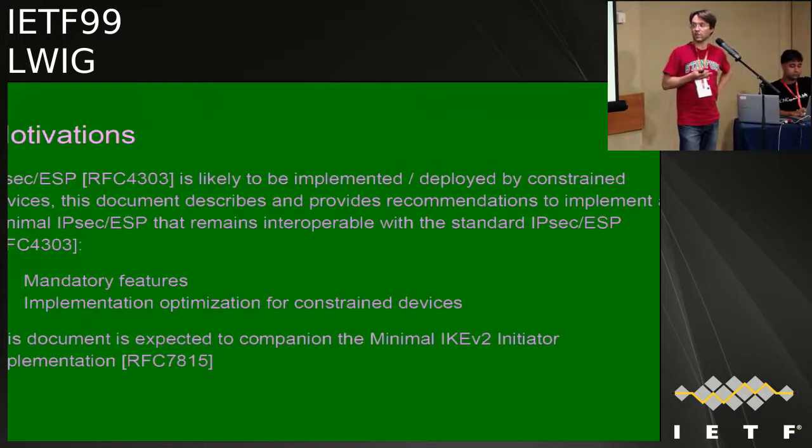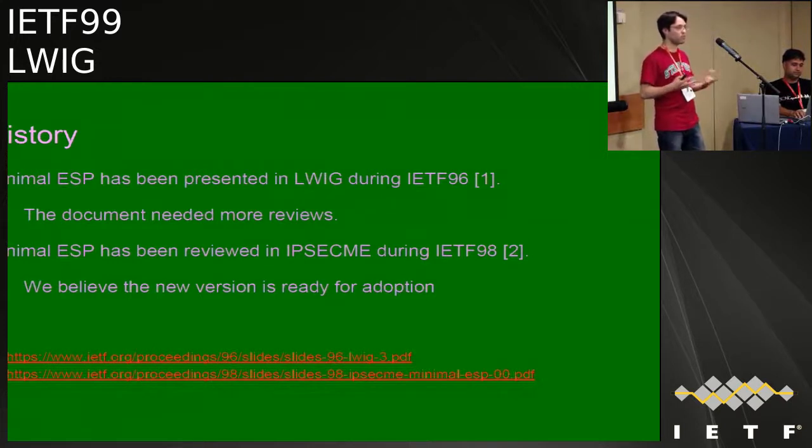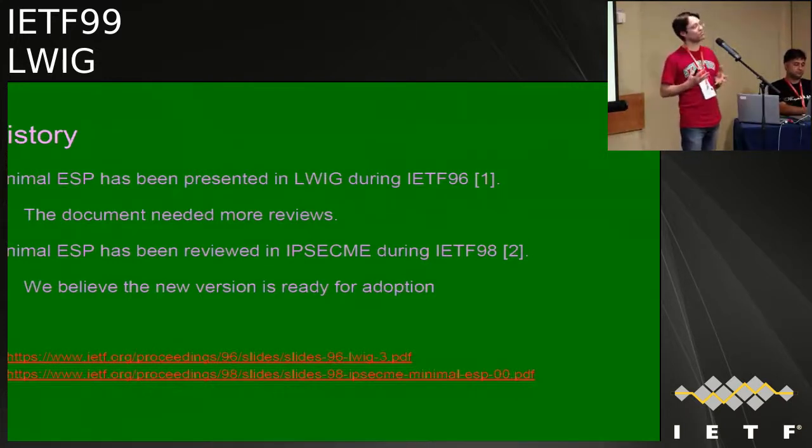Overall, we already have a minimal IKEv2 in this working group, so this document continues the effort for ESP. We had a presentation during the Berlin meeting, and the document was believed to need more reviews from the IPsec working group. At the last IETF we had a good review of the document, and we received a significant amount of feedback. So now we think it's relatively mature, which doesn't mean that we don't expect a few more reviews and back and forth.